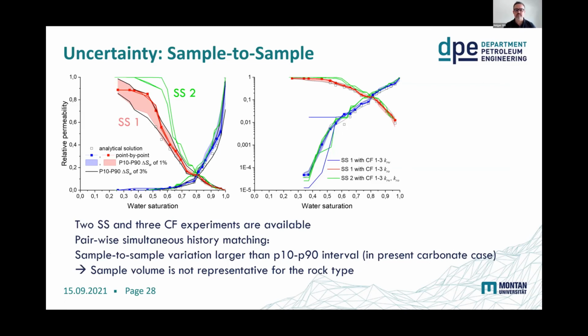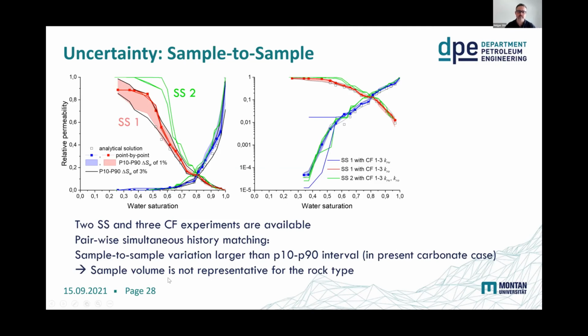Here we have a little bit about sample-to-sample variation. I'm skipping this in view of time, but very briefly, what you see is that if you combine one steady state with different capillary pressure curves, then the results lie more or less on each other. But if you go from one steady state experiment to another in an outcrop carbonate, basically as homogeneous as you can get, then the sample-to-sample variation is outside the P10 to P90 range of the individual data set.